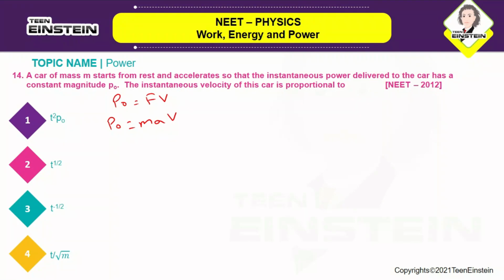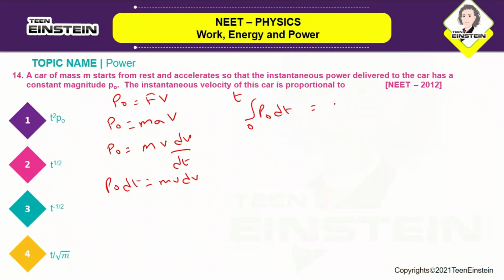So acceleration, you know, it is change in velocity per unit time. So this will become p naught equal to m v into dv by dt, because acceleration is dv by dt, and p naught dt is equal to m v dv. Now you are going to integrate both the sides, so that we will be getting the value. So it will be 0 to t p naught dt is equal to 0 to v m v dv. Okay, so you will be getting it as p naught t equal to, here you will be having an m, so m v square by 2.